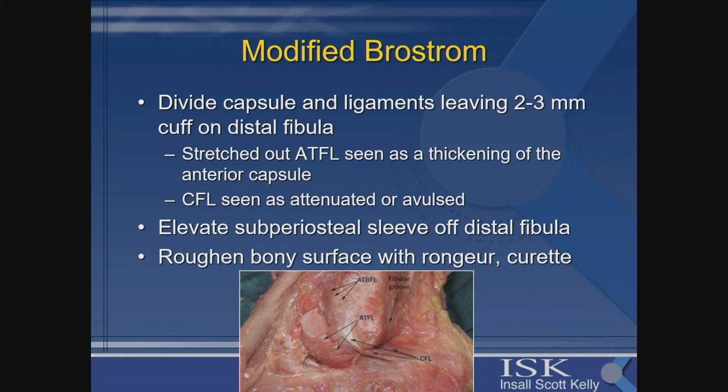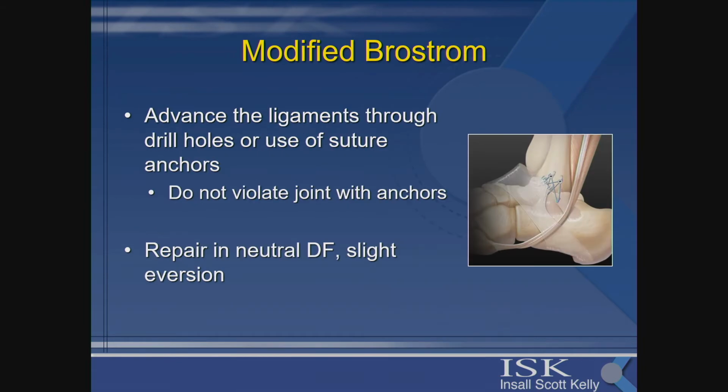Then I usually divide the capsule and ligaments off of the distal fibula, leaving a 2 or 3 millimeter cuff for repair. You can see it's very stretched out. It's usually thin and attenuated. And then I elevate that up subperiosteally, and I roughen up the distal fibula to help with the repair.